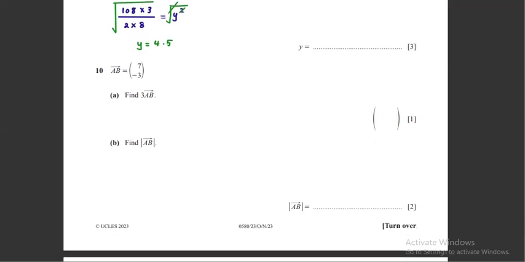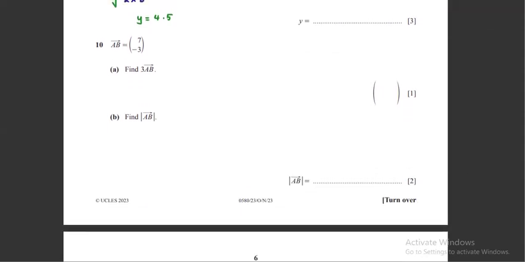Let's move on to question number 9. In question number 9, we are given a column vector, which is AB, 7, negative 3. And we need to find what 3 times AB is. So 3 times AB means the column vector, which is 7 over negative 3, has to be multiplied by 3. That's the meaning. So we can write it as 3 times 7 and negative 3 both should be multiplied by this 3.